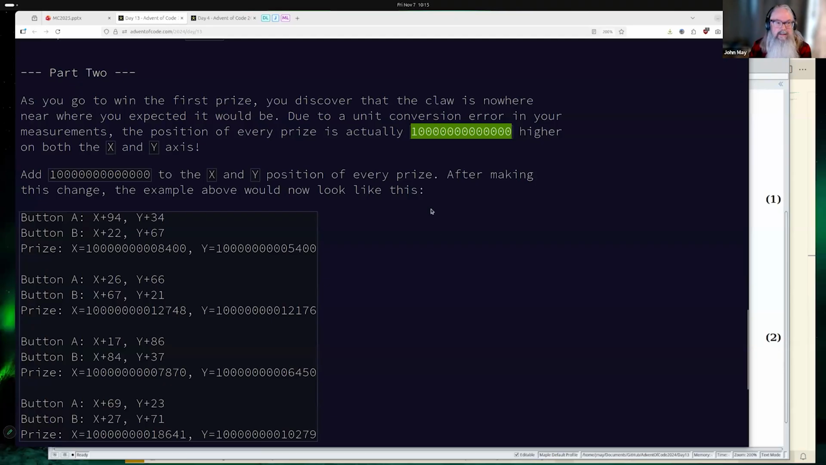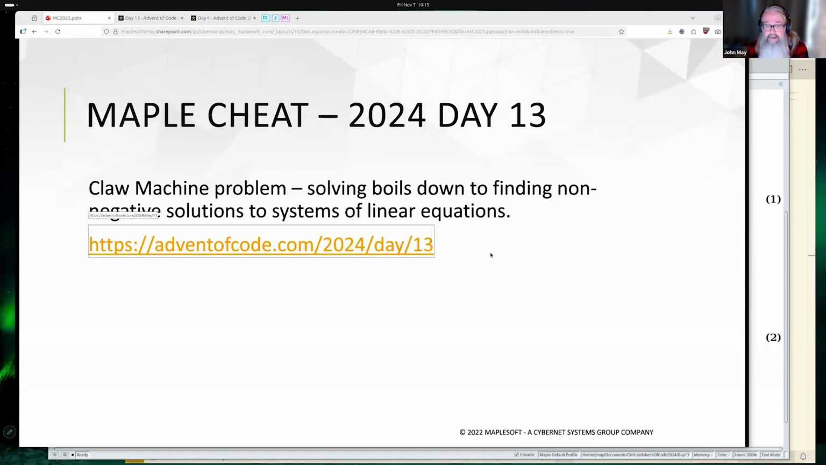Anyway, that's another reason I do Advent of Code, because it gives me interesting things to write about on Maple Primes, and the marketing department likes it when I write blog posts that are interesting on Maple Primes.